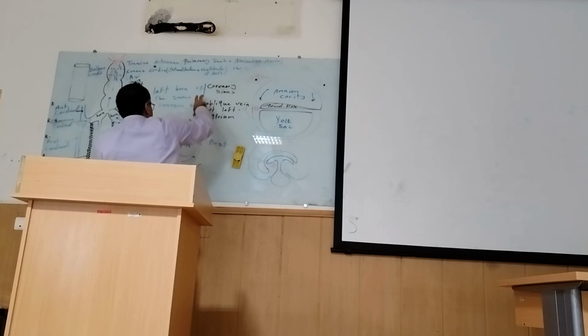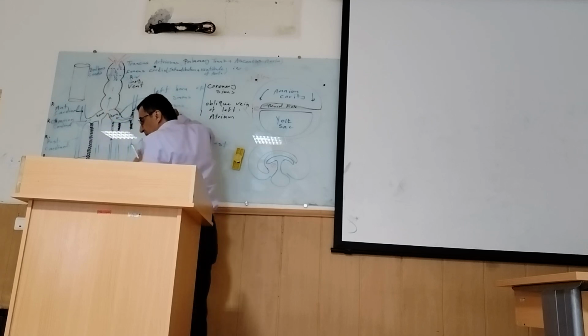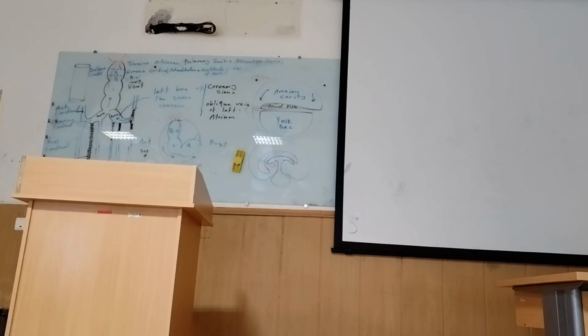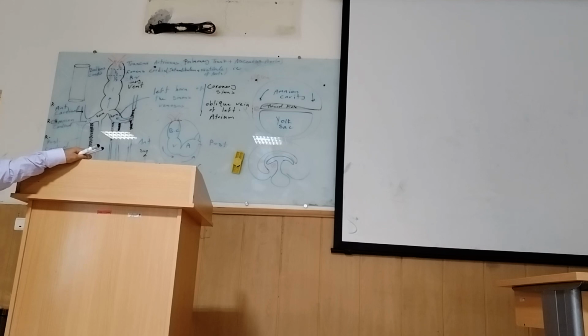In normal anatomy, the coronary sinus and the oblique vein of the left atrium are made by which part of the primary heart? The left one. Do you know the coronary sinus? Yes. The coronary sinus is the vein that drains blood from the heart to the right atrium.